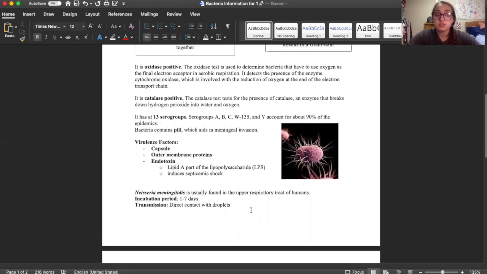Neisseria meningitidis is usually found in the upper respiratory tract of humans because it is warm there, and the incubation period in the body is 1 to 7 days, and you can get it from other people who have it through direct contact with droplets.